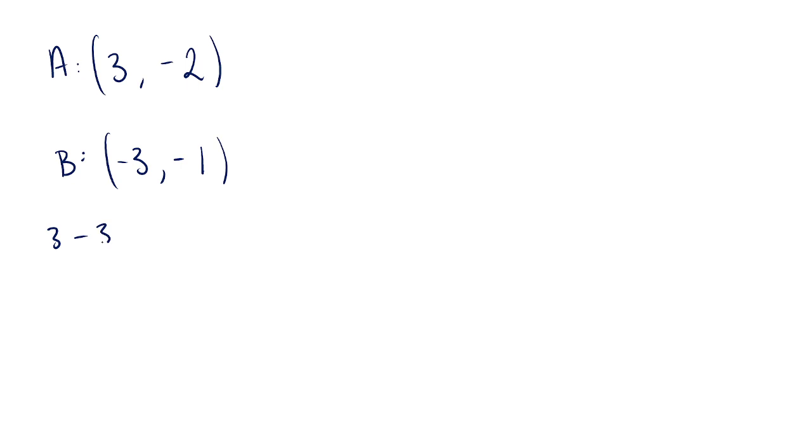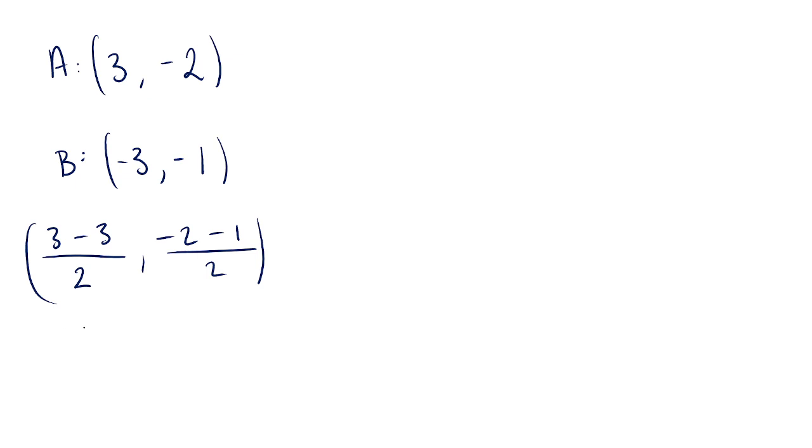And when you're adding a negative number, you're just going to subtract it. Yes, 3 plus minus 3 is the same as 3 minus 3. And then you divide that by 2. That's the x-coordinate. The y-coordinate is going to be negative 2. And then I'm adding negative 1, which is the same as subtracting 1, all divided by 2.